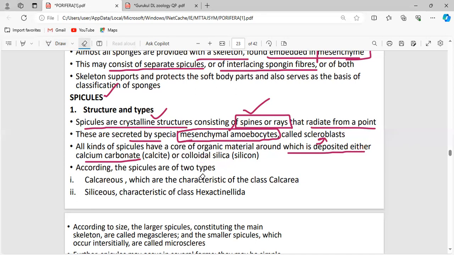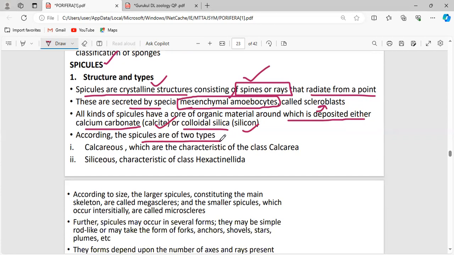Either it is made up of calcite or silicon. And these spicules are of two types, calcareous and siliceous. If the spicules are made up of calcium, then they are called calcareous. And those species of sponges are placed under the class Calcarea.